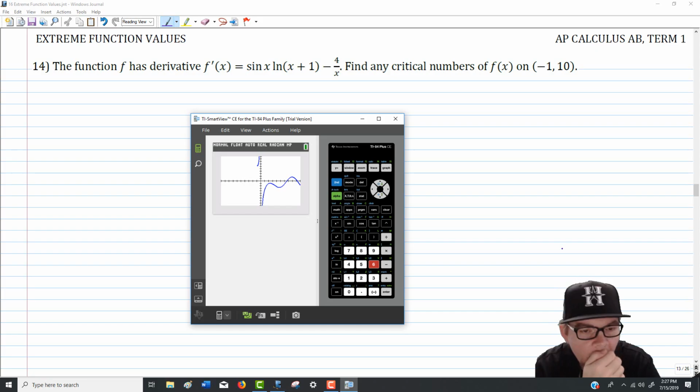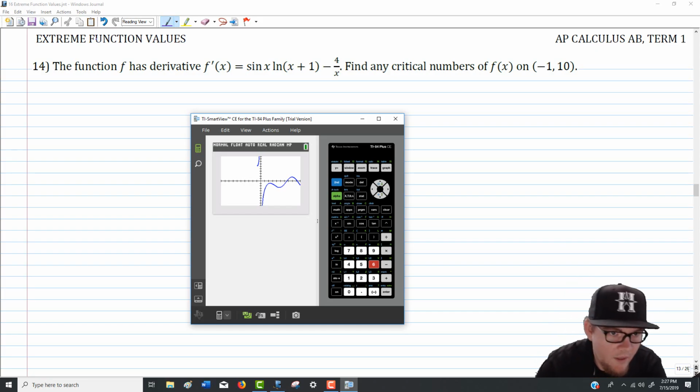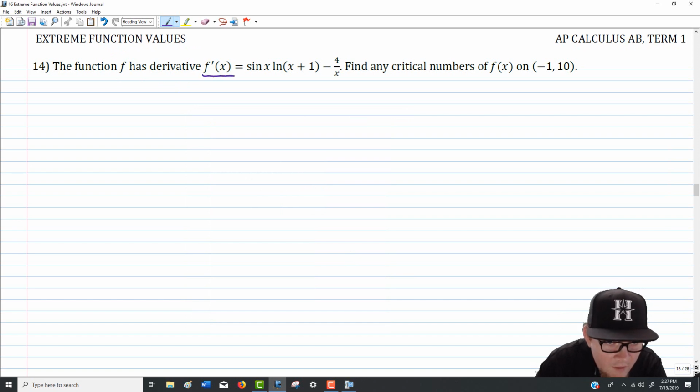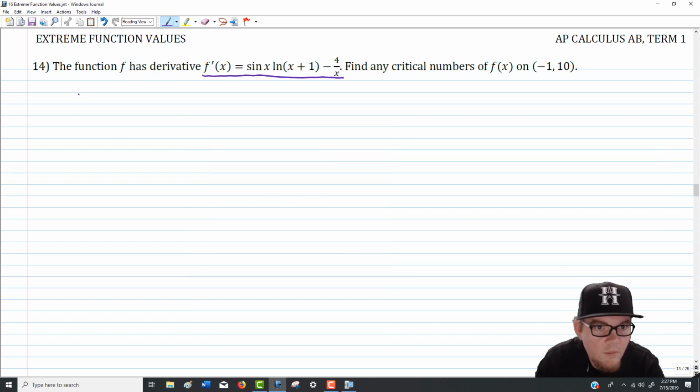Okay, so that's interesting. Looking at our picture, a couple things to point out here, by the way. This isn't our function f. We're looking at the derivative here. So remember, we're looking for where f prime of x equals 0 or undefined.